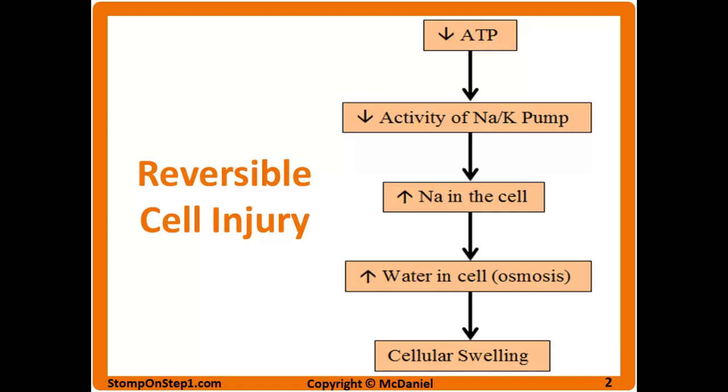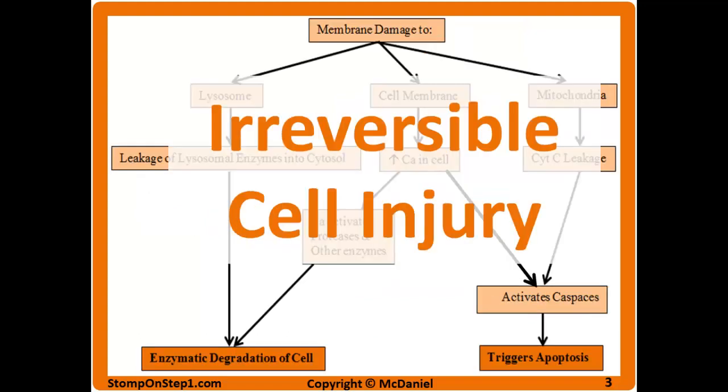In most questions, this is going to be related to some sort of ischemia. That's what's going to trigger the low ATP. You're not going to be getting enough blood to those cells, which means they're not going to have enough energy in the form of ATP. And that's what's going to start this cascade going.